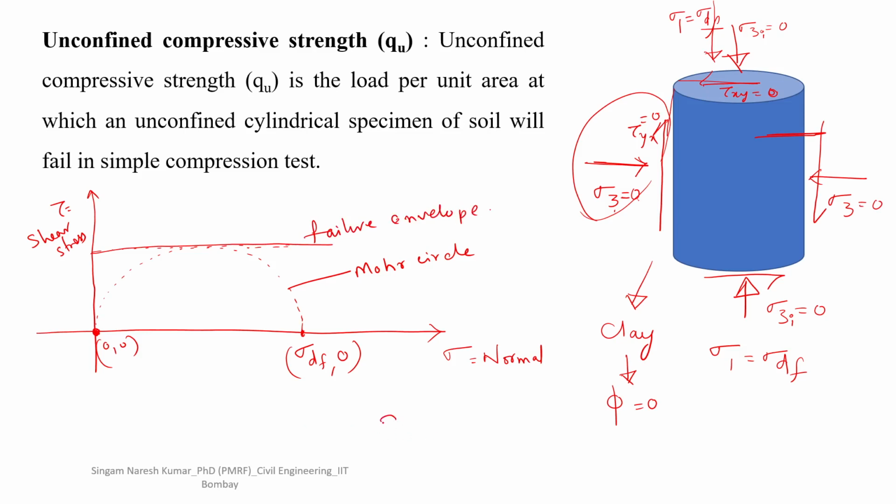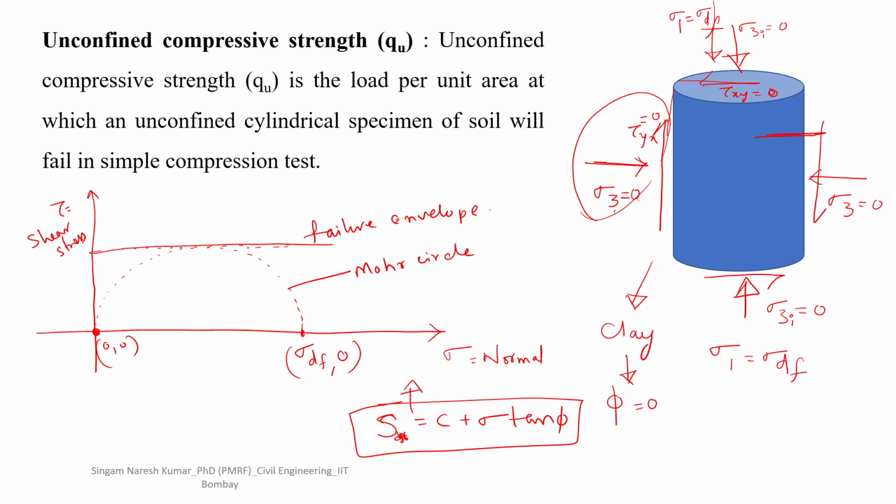Failure envelope. Shear strength is equal to C plus sigma tan phi, right? This is the straight line formula. This is the straight line.